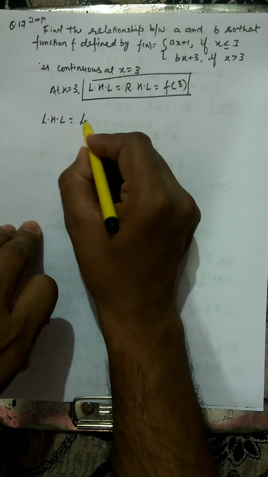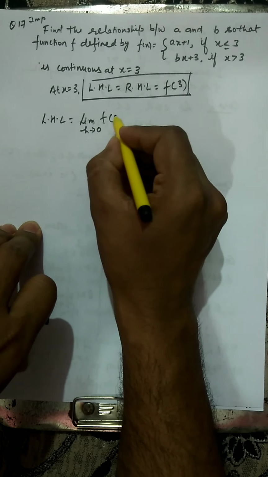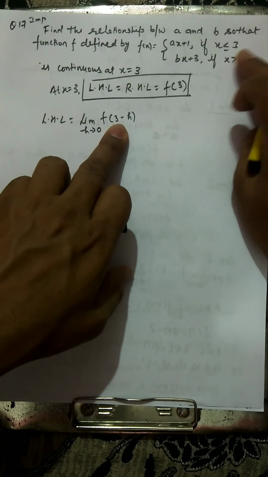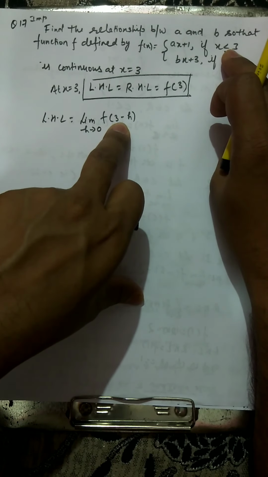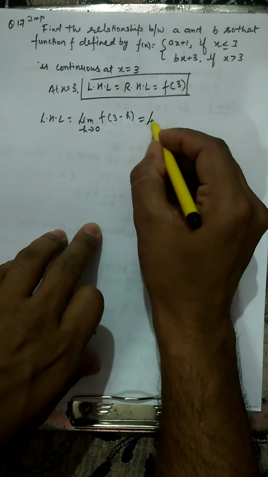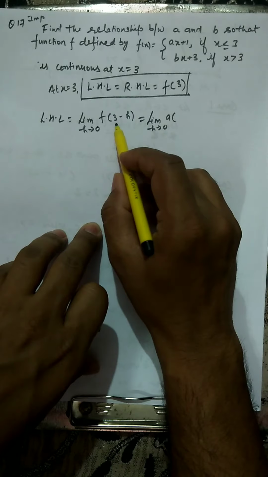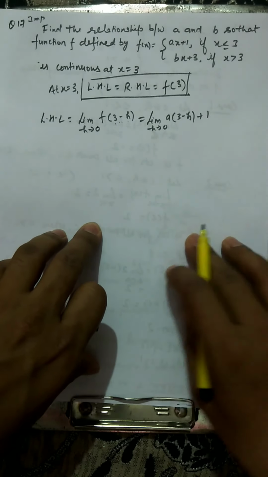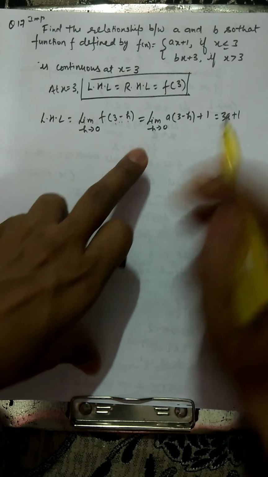So the left hand limit is h tends to 0, f of 3 minus h. You see 3 minus h is less than 3, as h is a very small positive value. So your function is ax plus 1. You write limit h tends to 0 of ax plus 1, but x has to be replaced by 3 minus h. So this is a(3 minus h) plus 1. Now you put in the value of h, and this becomes 3a plus 1. So this is your left hand limit.